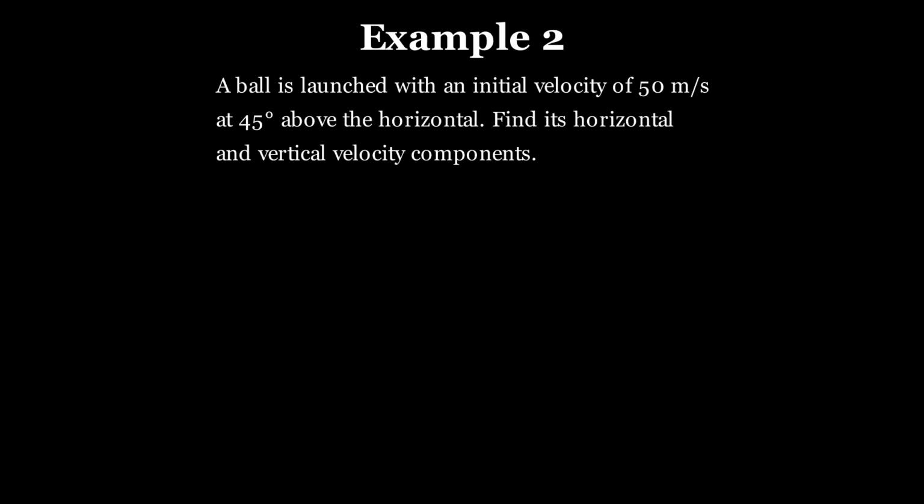Example 2. A ball is launched with an initial velocity of 50 meters per second, at 45 degrees above the horizontal. Let's find its horizontal and vertical velocity components. Here's the launch, at 45 degrees. Watch it split into a horizontal part and a vertical part. The horizontal component, Ux equals Vi cosine theta. Substitute in, 50 times cosine 45 degrees. Cosine 45 degrees is 0.7071. 50 times 0.7071 gives Ux equals 35.36 meters per second.